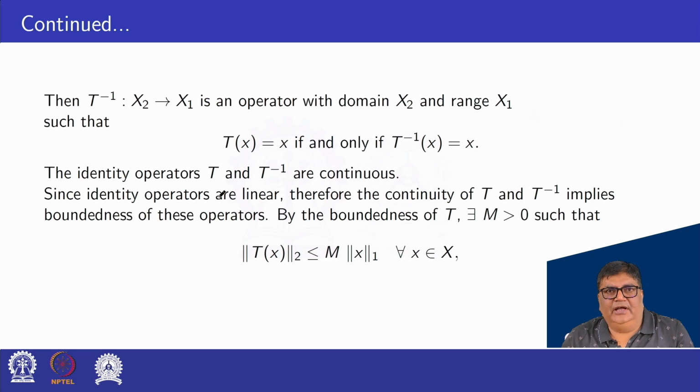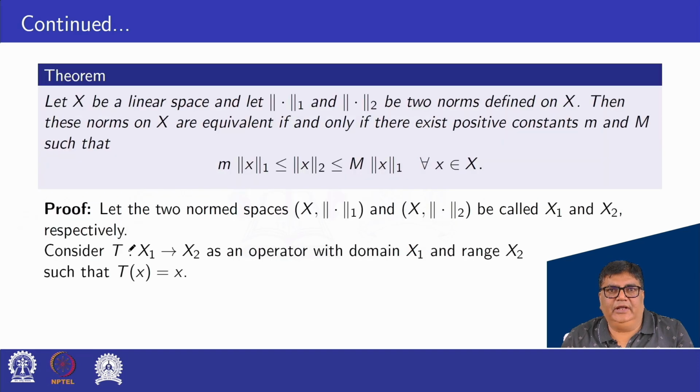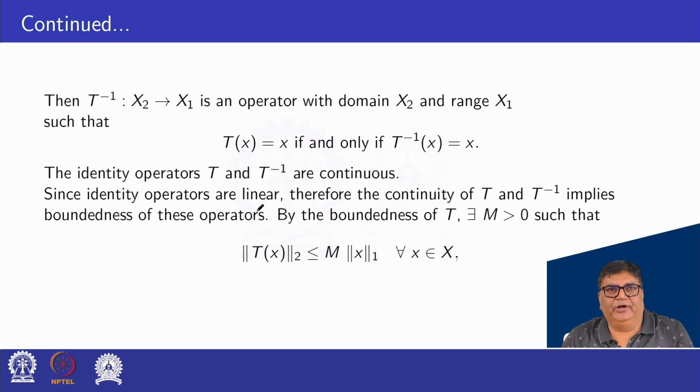Since identity operators are linear, the continuity of T and T inverse implies boundedness of these operators. By the boundedness of T, there exists m greater than 0 such that norm Tx2 is less or equal to m norm x1, where T maps x1 to x2 and Tx is equal to x. So T is a bounded linear transformation because it is continuous.